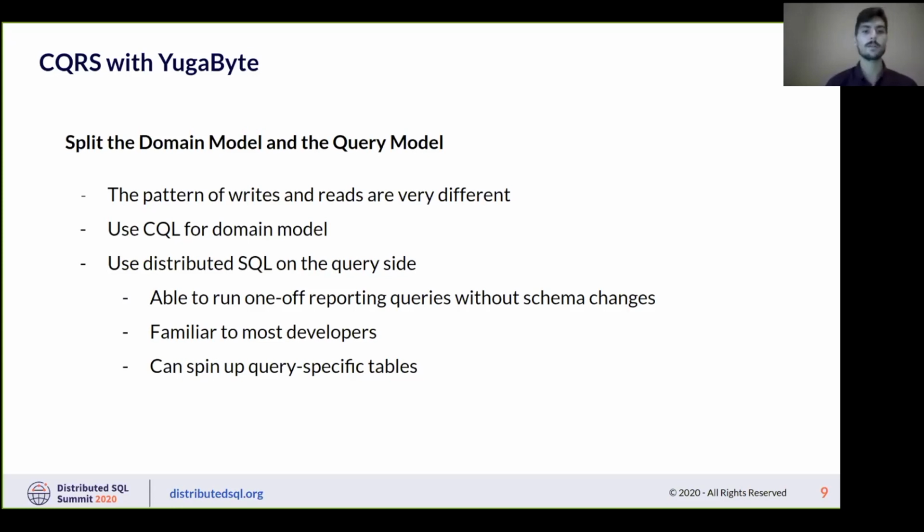And so what we found is, use the right tool for the job. And so on our right side, or the domain model, we're actually able to use the CQL front end on YugaByte and use distributed SQL on the query side. And this is really nice because it lets us run one-off reporting queries without having to change our schema or denormalize it.